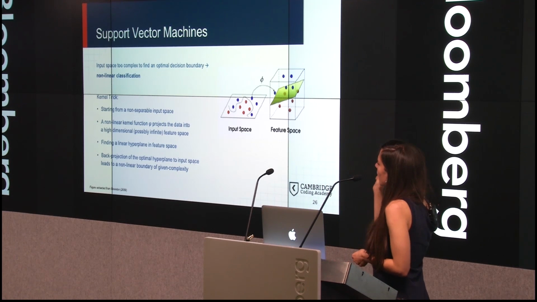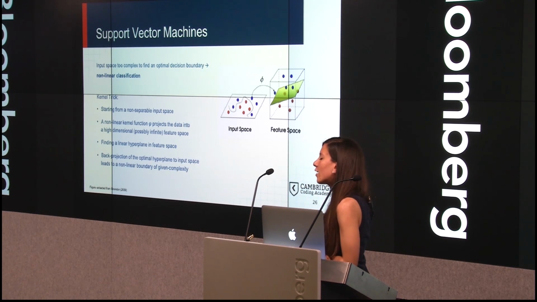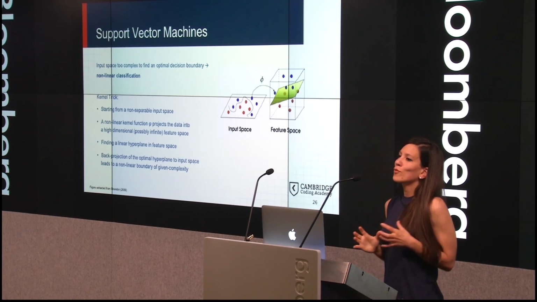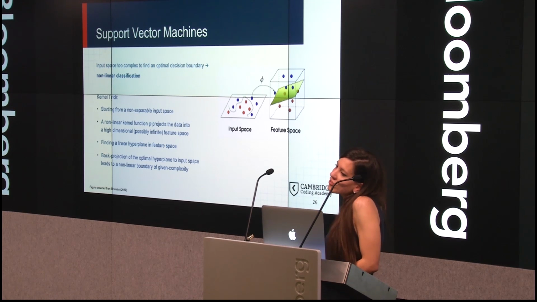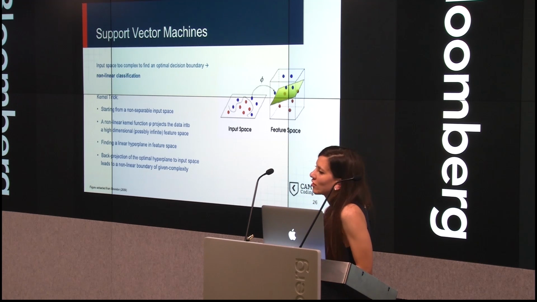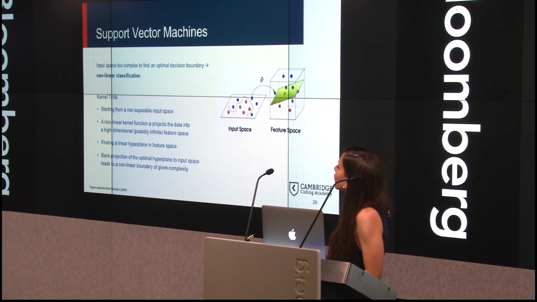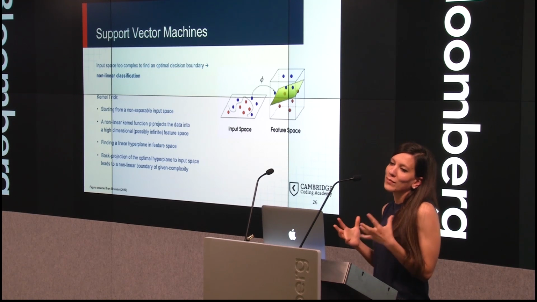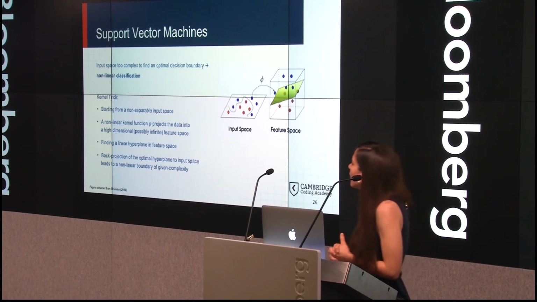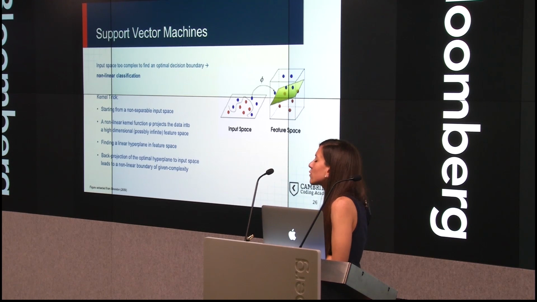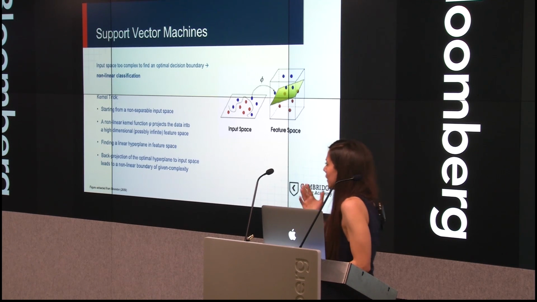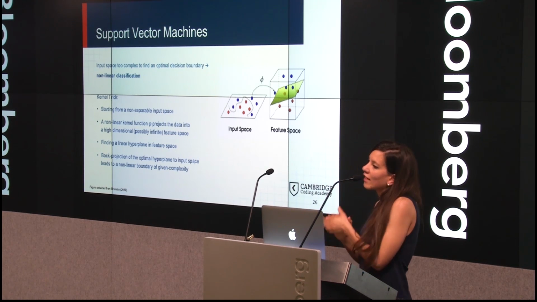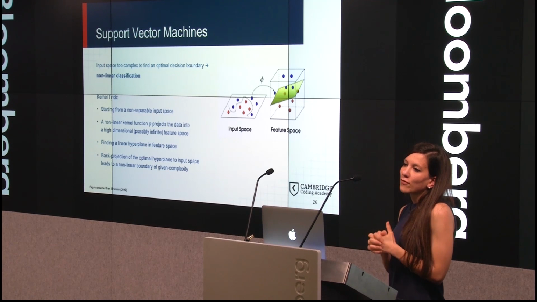So we start from a non-separable input space. And then we have a very cool, powerful kernel function doing everything for us. It projects the data into a higher dimensional space. This space can possibly be infinite dimensional. And this is where overfitting may actually happen. And in this feature space, we're trying to find, again, an optimal linear hyperplane that tries to separate the two classes from one another.